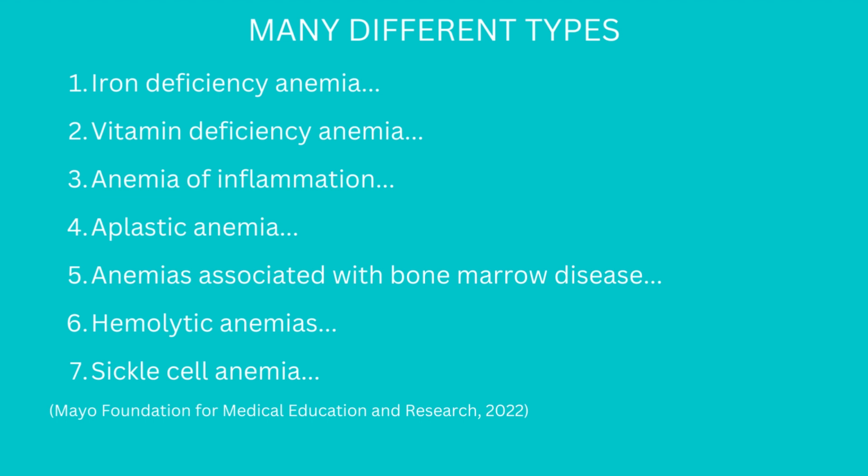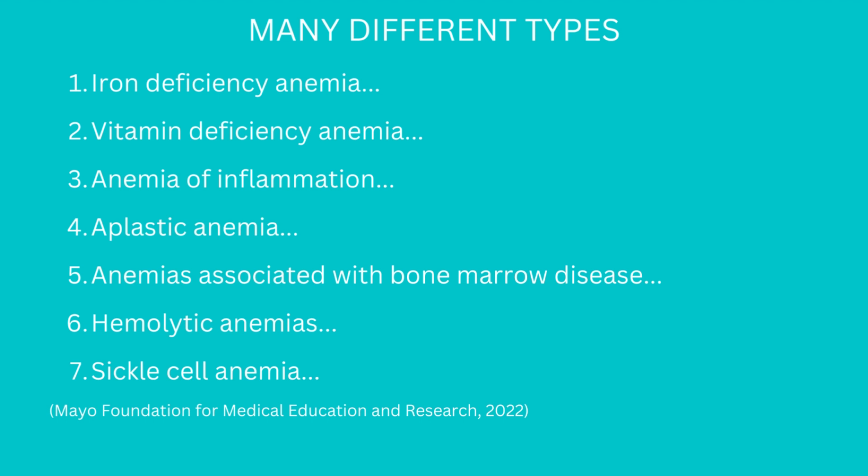There's anemias associated with bone marrow diseases. It's associated with leukemia and myelofibrosis by affecting blood production in the bone marrow. Hemolytic anemias develop when red blood cells are being destroyed faster than bone marrow can replace them. Hemolytic anemia can be inherited or developed later on in life.